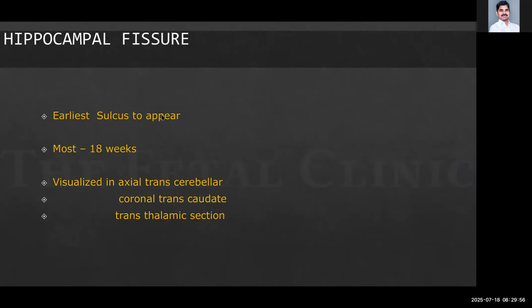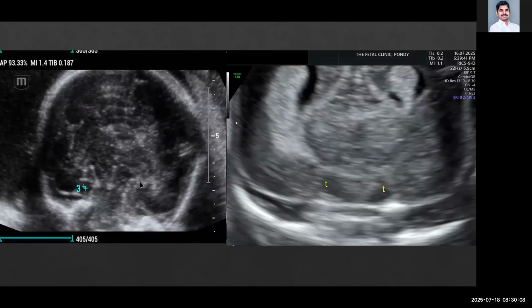Hippocampal fissure. This is one of the earliest fissures to appear. It is visualized as early as 18 weeks. It is seen in axial transcerebellar, coronal transcaudate, and transthalamic sections. So here the hippocampal sulcus is seen as a bright line in the medial surface of the temporal lobe.